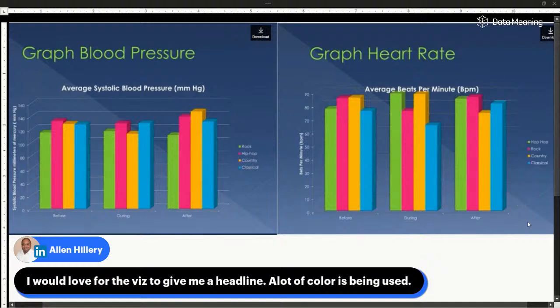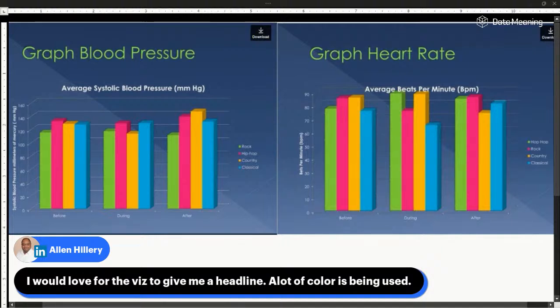Yeah, right. Alan in the chat has a really good point, Jeff, and this is something I was thinking about too. It needs a main headline on the top that says what story we're trying to tell here, right, Alan? It needs to say something, like, if it's country music, then country music will increase your blood pressure but reduce your heart rate or something like that. What is the main story they're telling? It doesn't say that.